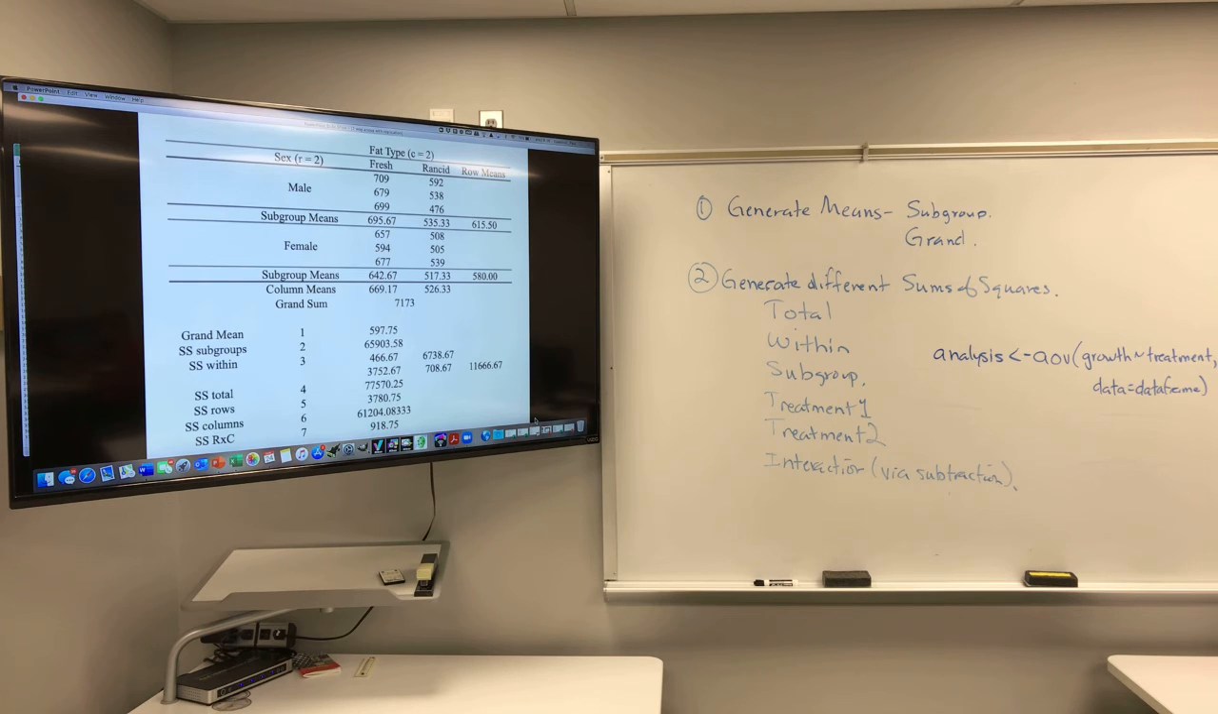Okay. Sum of squares within, rather than the grand mean, it's the sample mean. That minus that squared, that minus that squared, that minus that squared, plus that minus that squared, that minus that squared, that minus that squared.